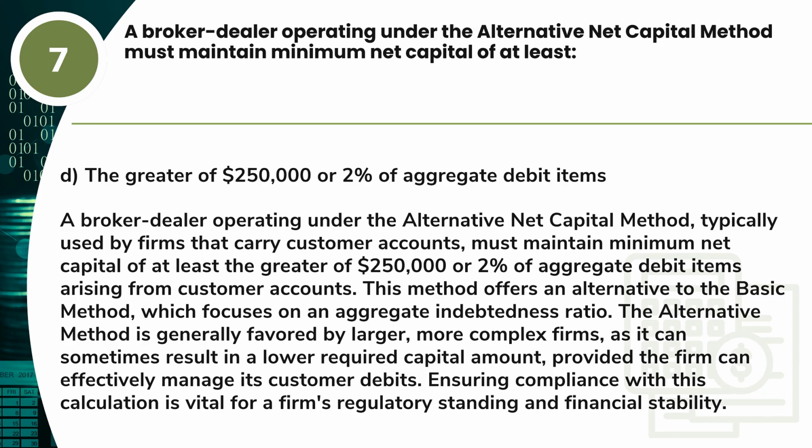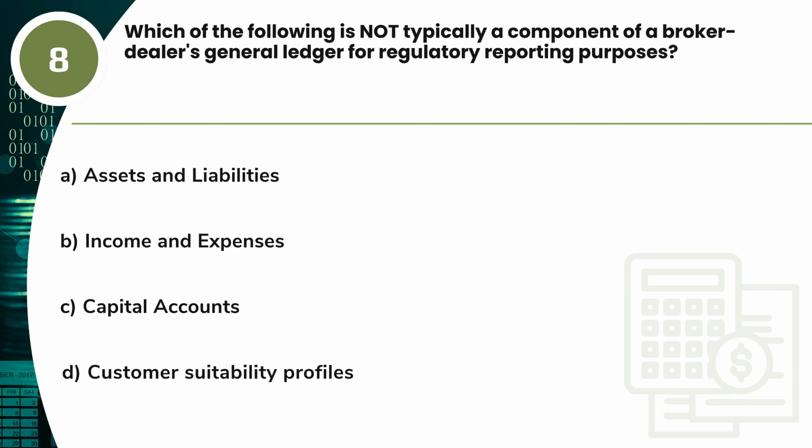The alternative method is generally favored by larger, more complex firms, as it can sometimes result in a lower required capital amount, provided the firm can effectively manage its customer debits. Ensuring compliance with this calculation is vital for a firm's regulatory standing and financial stability. Question 8. Which of the following is not typically a component of a broker-dealer's general ledger for regulatory reporting purposes?